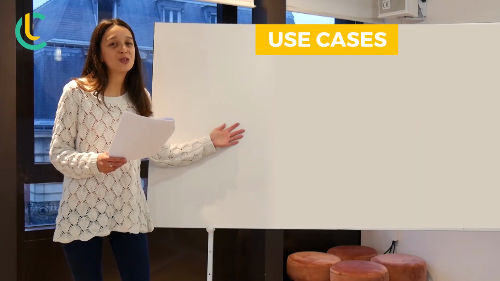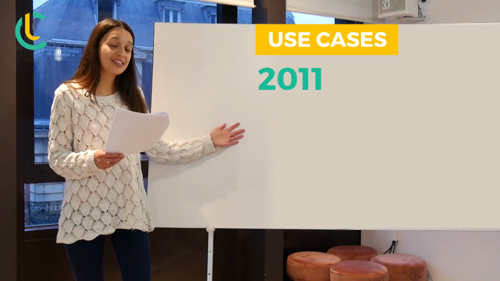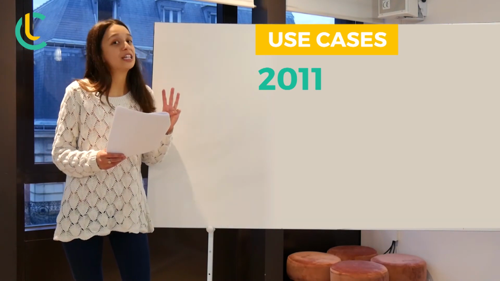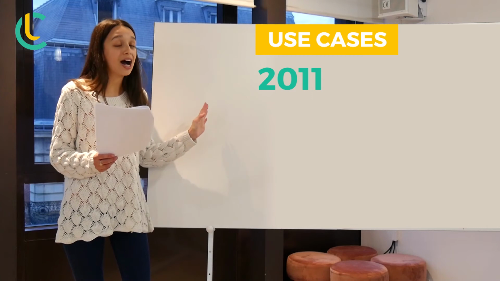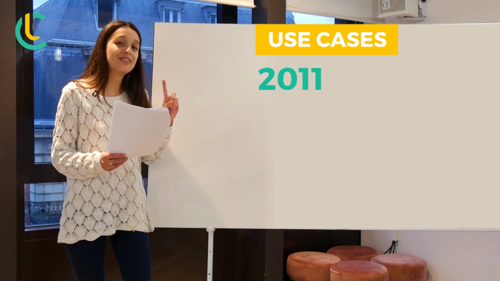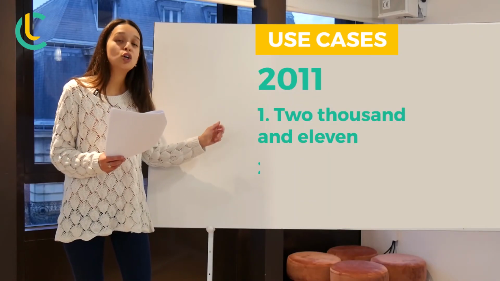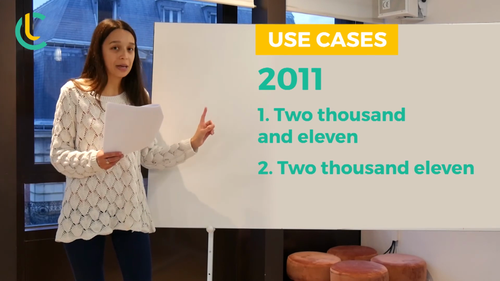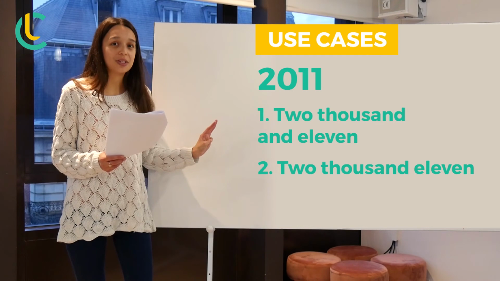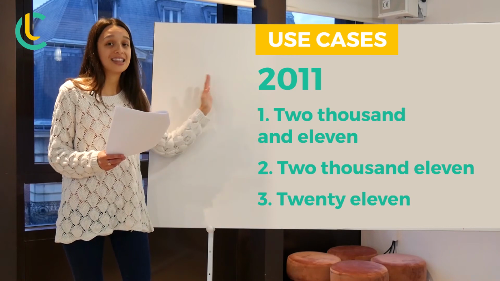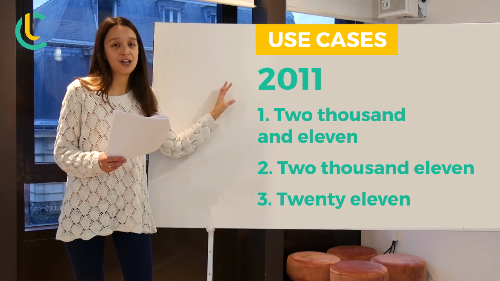So let's move on to the last example. How do we say this year? So there are actually 3 ways that you can say this year, and all 3 are perfectly correct. So the first way that you could say it is 2011. So this is just like if you are saying the number, 2011. Another way that you can say this is 2011, so without the and. And the third way that you can say this is 2011. So you split the year into the first 2 numbers and to the last 2 numbers.